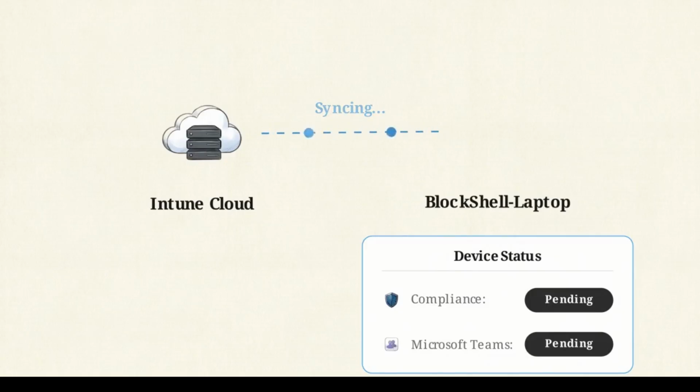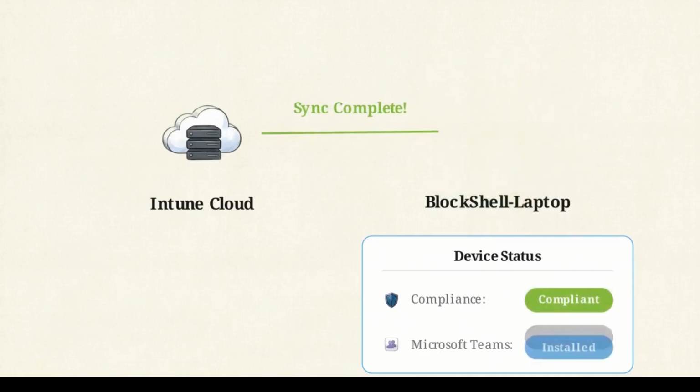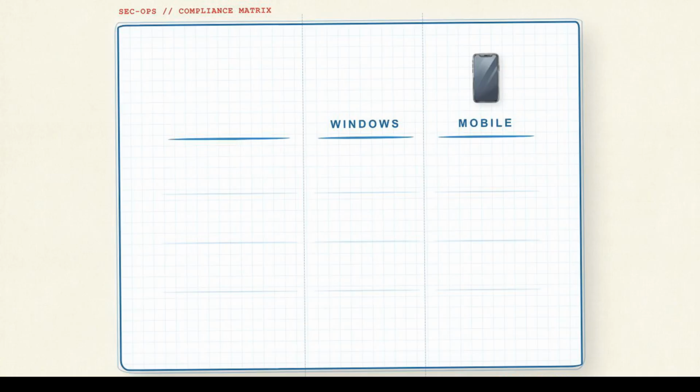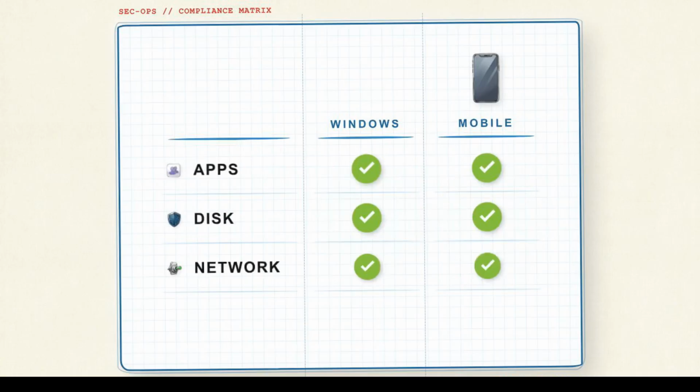Once the sync finishes, the status panel updates to reflect the new state. The green compliant badge appears, and Teams is marked as installed. Zooming out to the main dashboard, you can see all 14 tasks are successfully completed, and our compliance metrics are entirely green. You have now configured 4 specific layers of security: silent app deployment, mandatory encryption, zero-trust access control, and mobile data containerization.